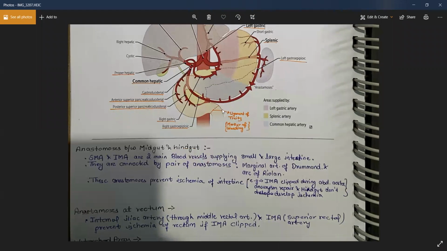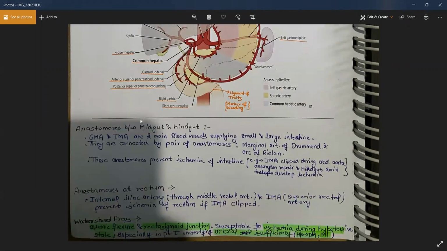Then the anastomosis between the midgut and the hindgut. First, the superior mesenteric arteries and the inferior mesenteric arteries give off branches known as the marginal artery of Drummond. Very important. These arteries give off branches known as the marginal arteries of Drummond, and the anastomosis happens between the marginal arteries of Drummond.